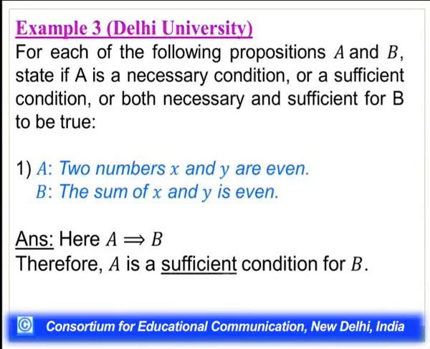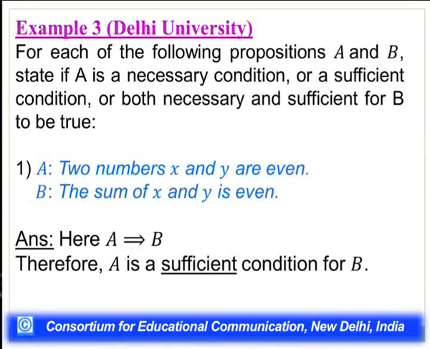So the first example says, proposition A is two numbers x and y are even. And proposition B says the sum of x and y is even. Now here you can clearly see that proposition A implies that proposition B is going to be true. So whenever we have two numbers x and y which are even, the sum of those two numbers will also be even.